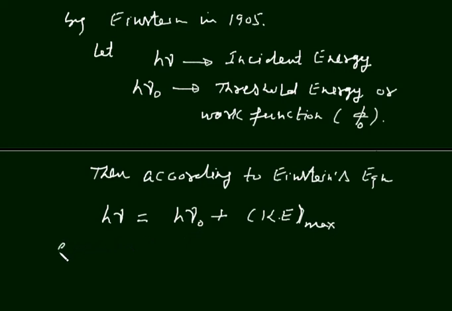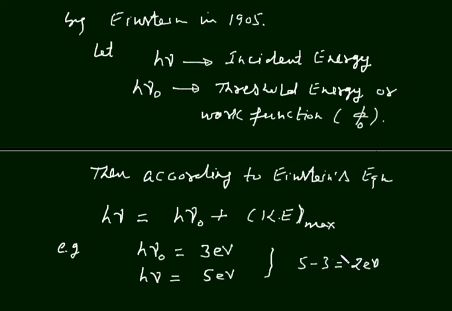Let me explain it. Suppose 3 electron volt of energy is required for photoelectric effect. I mean, this h nu naught is 3 electron volt, and the energy incident over the surface of metal is 5 electron volt. That is 5 electron volt is incident and 3 is required. So what about the difference of these two? 5 minus 3 means 2 electron volt. This 2 electron volt will be the kinetic energy carried by the photoelectron.